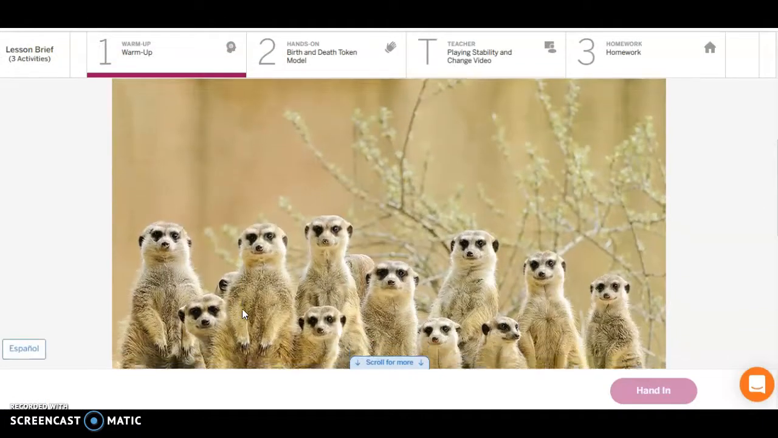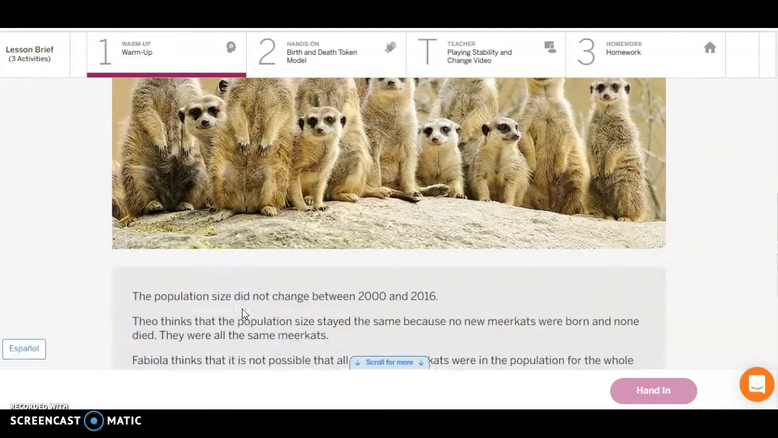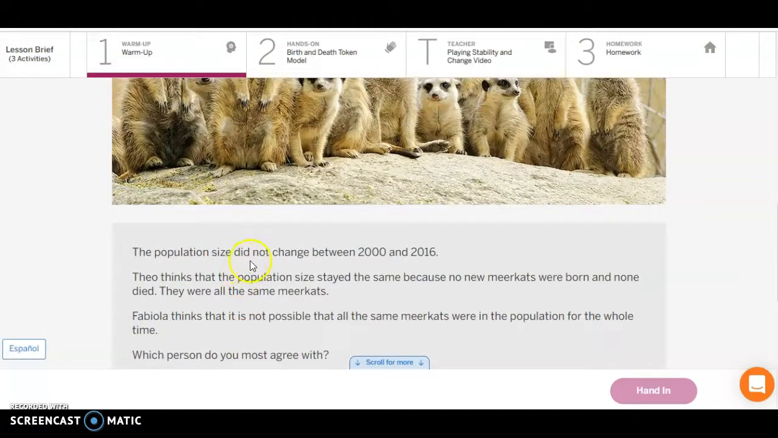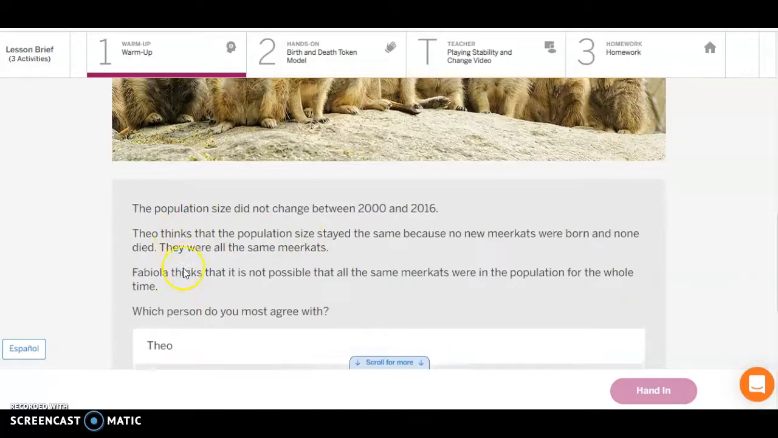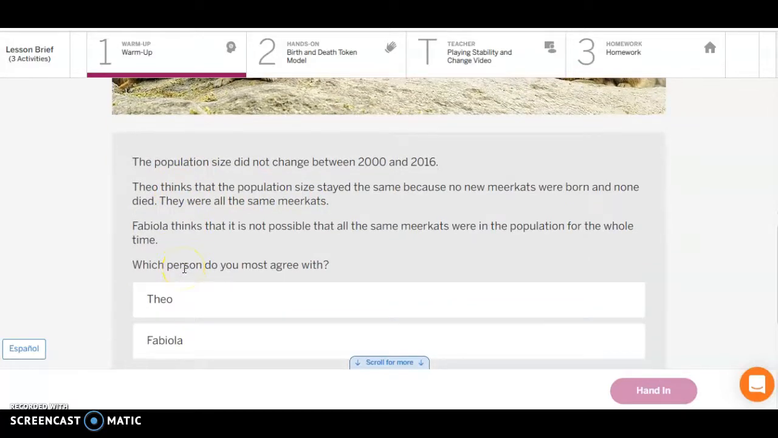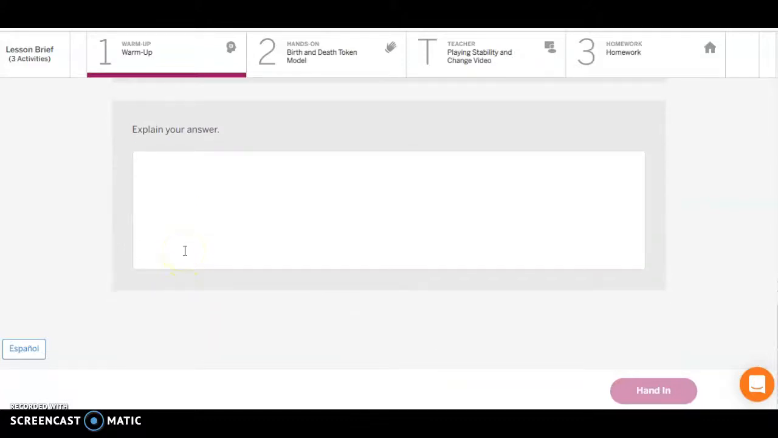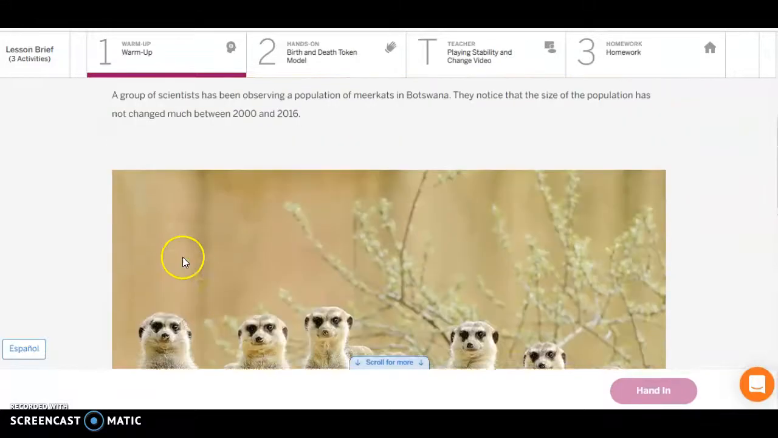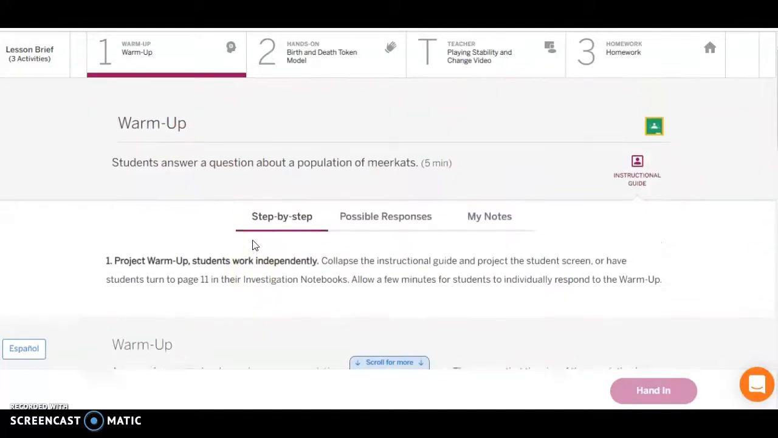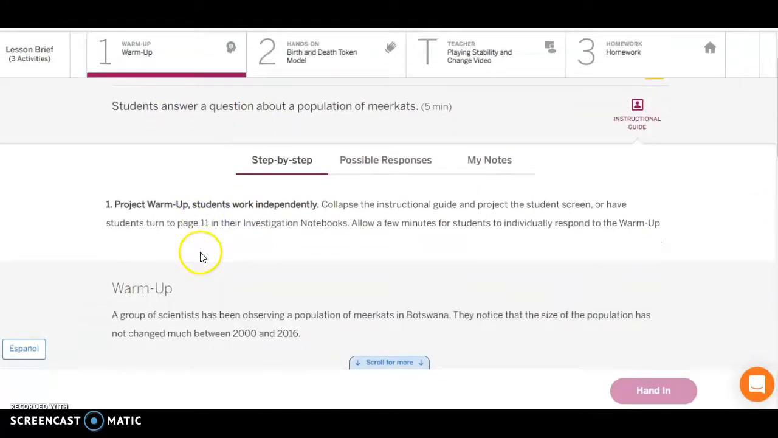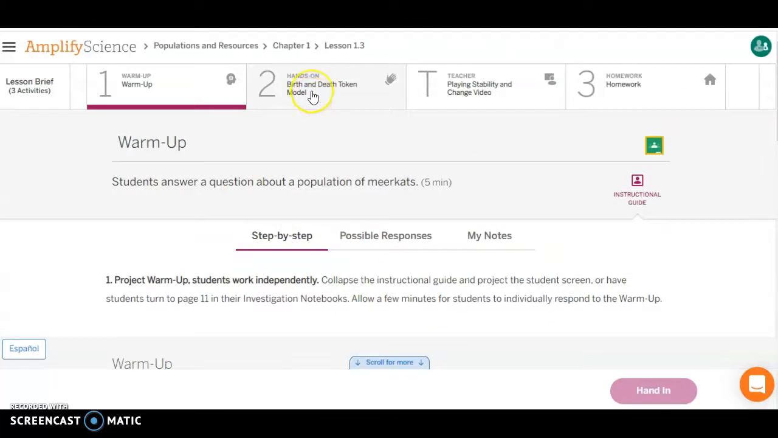The first thing you're going to look at is the warm-up, and what they do is they give you this picture here. So we have a population of meerkats, and the population size did not change between 2000 and 2016. And we have two people here who give their opinions on why that happened. You need to say who you agree with and why. And this is kind of a hypothesis right now. You're not really sure yet. This is really early on, but you're going to make a little kind of a guess and support your thoughts.